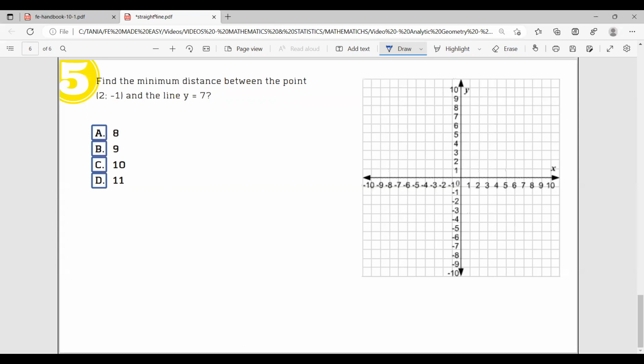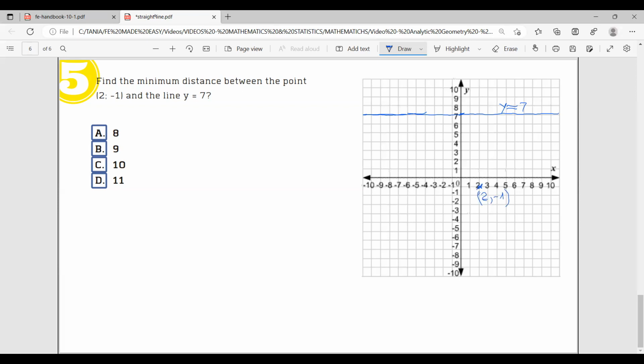If we have y equals 7, so we go here to the graph. What this means is that this line intersects the y-axis at point 7 and is parallel to the x-axis. So this is line y equals 7. And we have to find the minimum distance between this line and the point (2, -1). Let's go ahead and find this point (2, -1). It's going to be here.